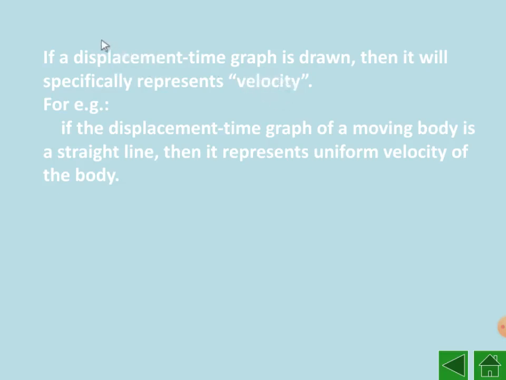If the body keeps on moving in a particular direction, then the distance-time graph and displacement-time graph will be the same, and the magnitude of velocity and the magnitude of speed will also be the same. Why? Because the magnitude of velocity represents nothing but the speed, provided the body moves along a straight line. Got it? For example, if the displacement-time graph of a moving body is a straight line, then it represents uniform velocity of the body, as I said. Clear?